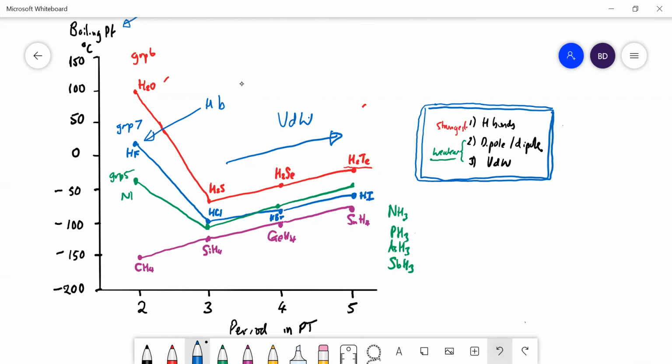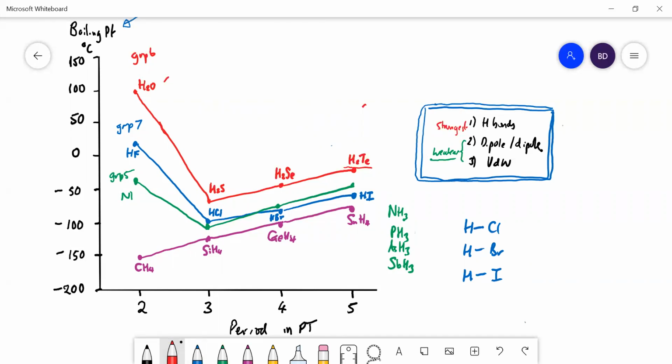Let's just have a little closer think about HCl, HBr, and HI. So I'm going to draw them here. Now we know that the halogens are more electronegative than hydrogen. So they've all got a dipole, all of those molecules. They've all got a permanent dipole.